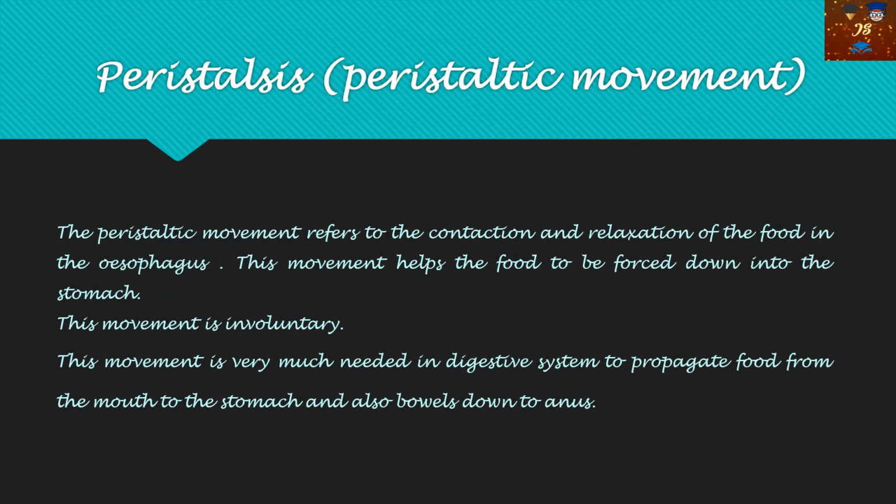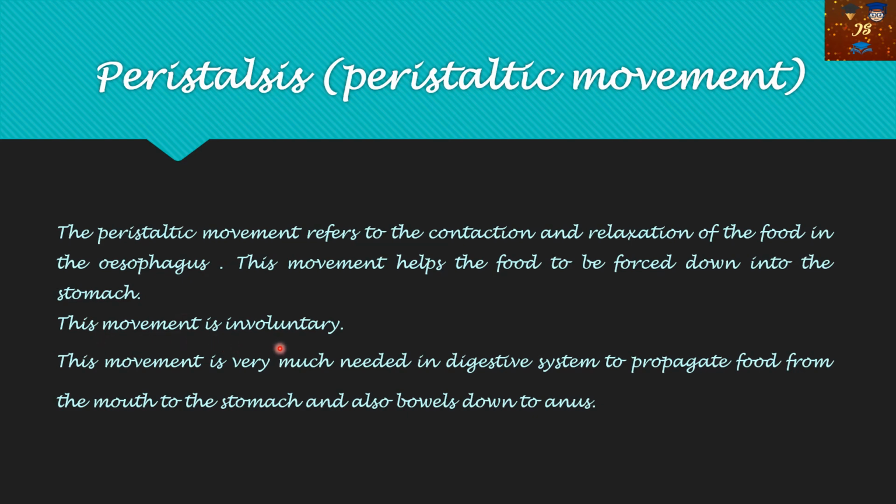Now, what is peristalsis? It is the most important property considered to be of the esophagus. It's also called the peristaltic movement. The peristaltic movement refers to the contraction and relaxation of the esophagus around the food. This movement helps the food to be forced down into the stomach. So, due to this process of peristalsis, the food actually propagates from the mouth all through the esophagus into the stomach for further digestion.